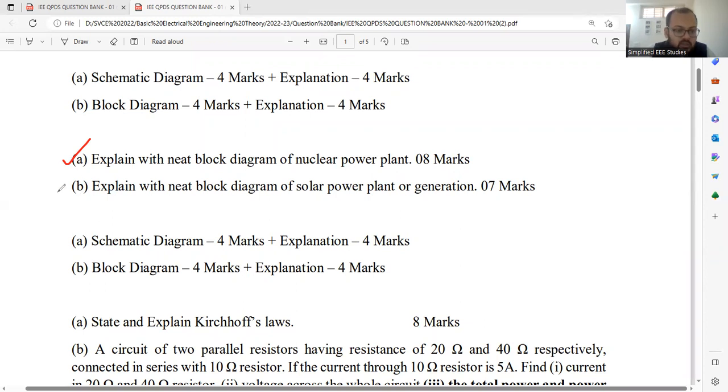You'll be getting 8 marks. They have mentioned directly schematic diagram 4 marks, explanation 4 marks. Usually we consider 50% for the diagram and another 50% for the explanation. Try to draw a neat block diagram.